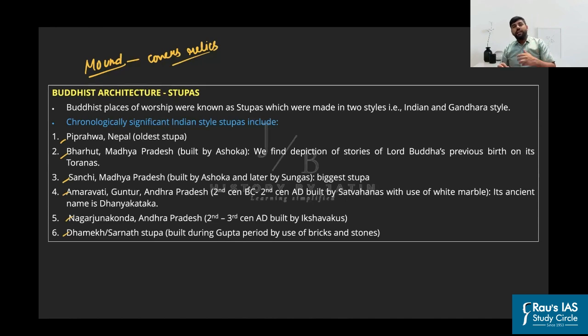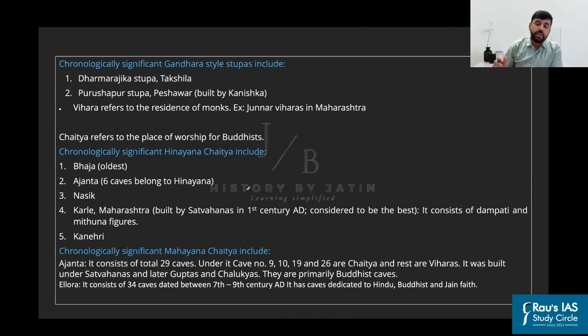So let's move ahead and see how the other things are shaped up. The first thing is the Gandhar style. Gandhar style basically means something from Afghanistan. Gandhar is presently known as Kandahar, right? It's in Afghanistan. There are two basic examples. First is the Dharmarajika Stupa and second is the Purushapura Stupa. Purushapura is the old name of Peshawar. It's in Pakistan right now.